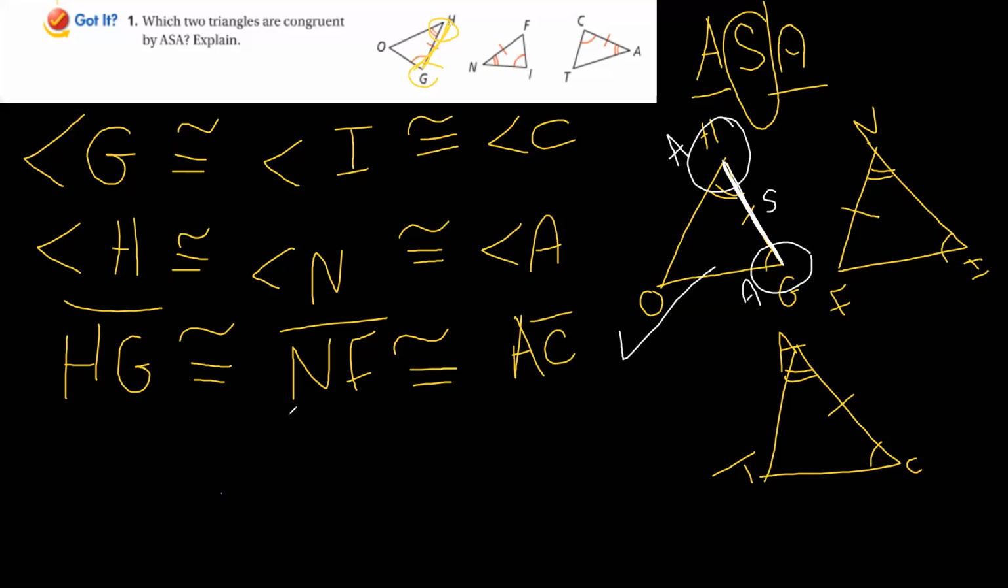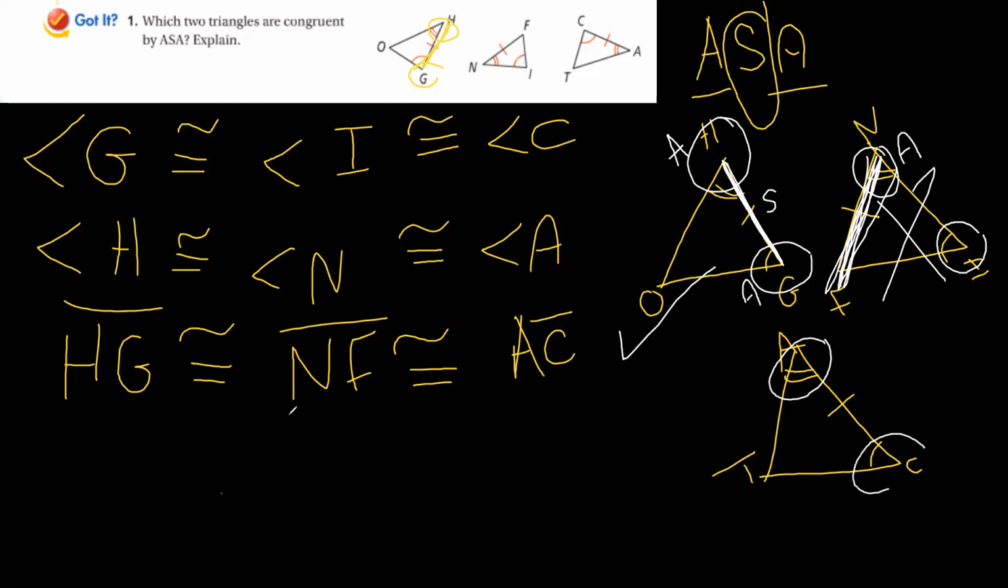Look at the second one now. I have an angle and I have another angle, but the side here is not between them. Can I use ASA now? No. Look at the third one now. I have an angle and another angle and I have the side that is between them. So I will use ASA, angle, side, angle.